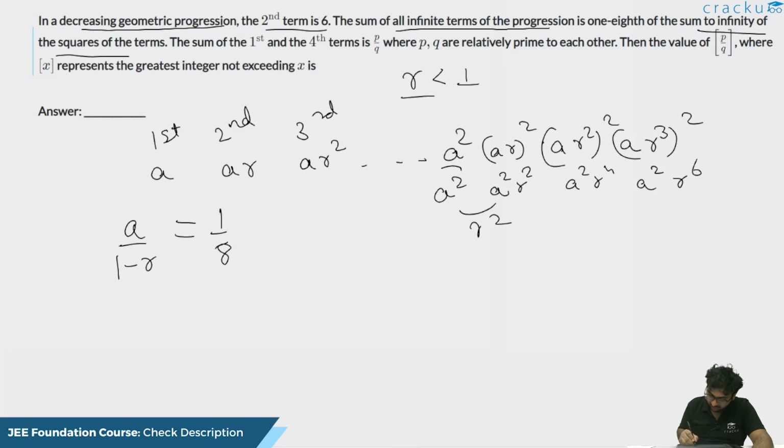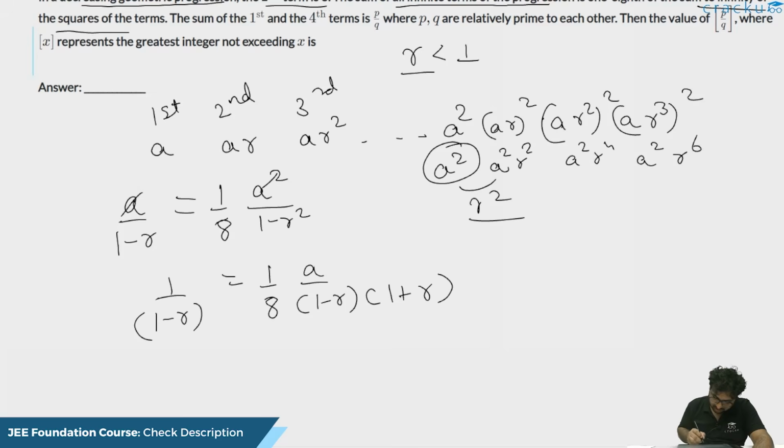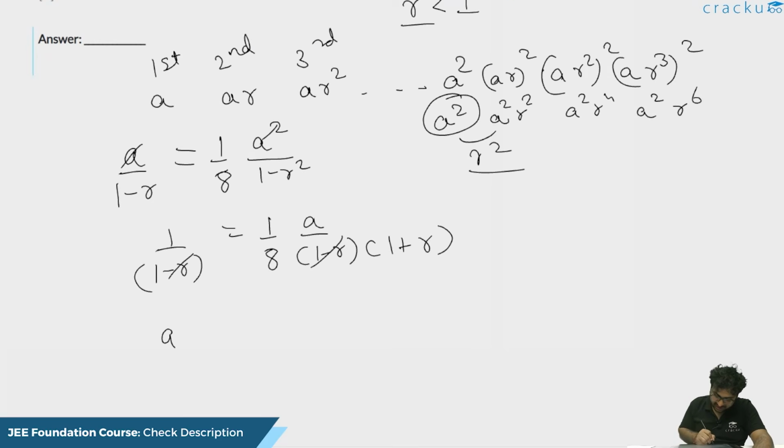So 1/8 of the sum of the infinity terms of the square of this. So first term is what? A square. So a square upon what is the common ratio? R square. So 1 minus r square. So let us solve this. Okay. So a gets cancelled out. So 1 minus r square is what? 1 minus r into 1 plus r. So 1 upon 1 minus r is equal to 1 upon 8 a upon 1 minus r into 1 plus r. So 1 minus r gets cancelled out and we got a is equal to 8 into 1 plus r.